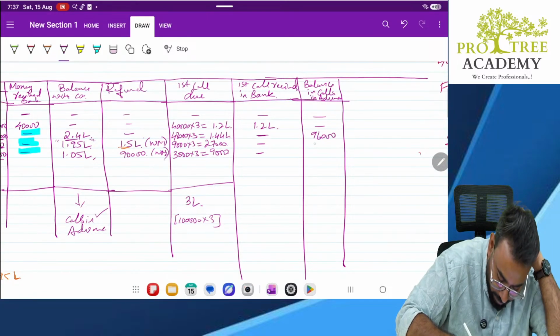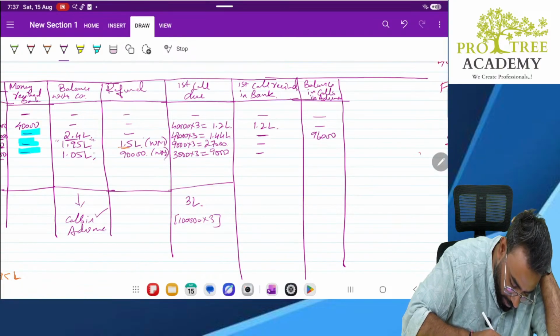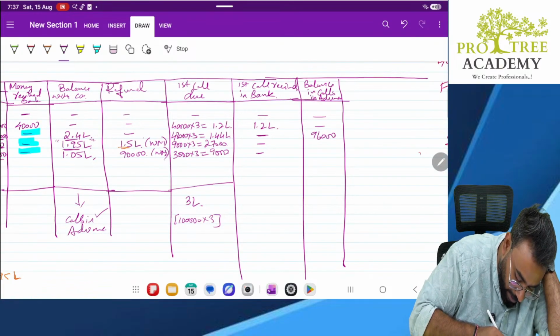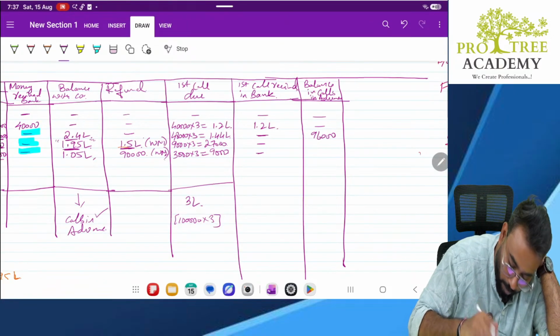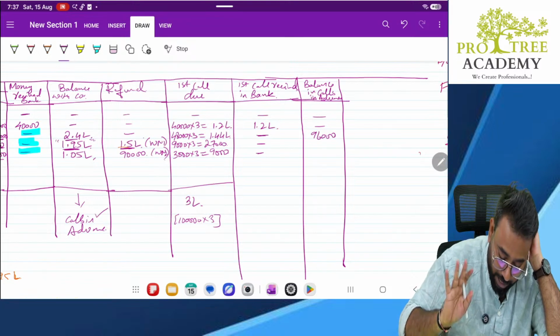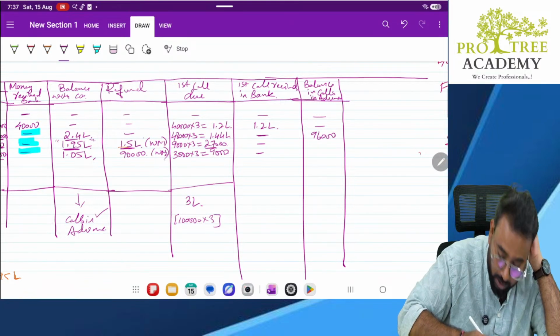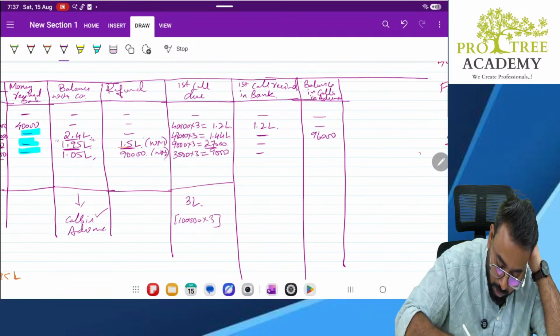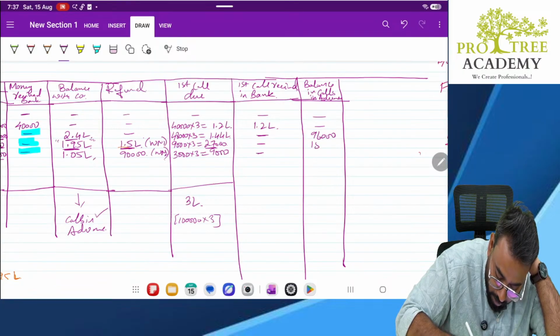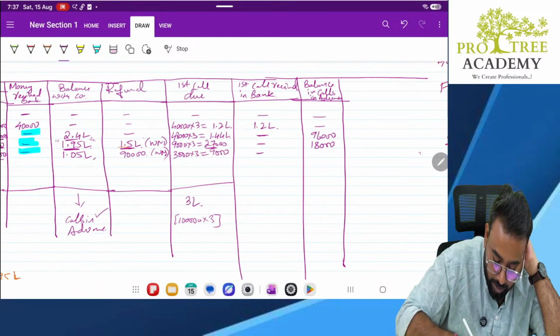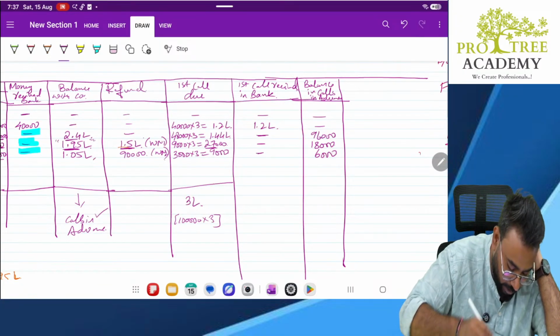See, out of 1.95 lakh, we refunded 1.5 lakh. So what is the remaining balance? 45,000. Out of that 45,000, 27,000 will get adjusted. So what will remain? 18,000. Here, 6,000. Why 6,000, sir?